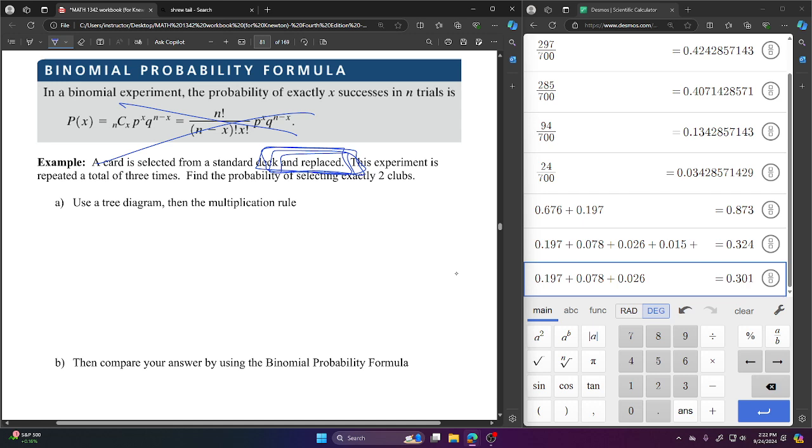All right, so a total of 3 times, selecting exactly 2 clubs. Let's go through some numbers before I even get started. What is my total? What's my total times that I'm doing this? It even says right over there. You see it? What's my total? 3? Yeah, it's 3. Exactly. And what is my selected?